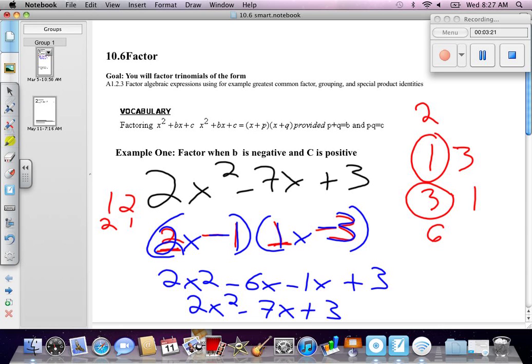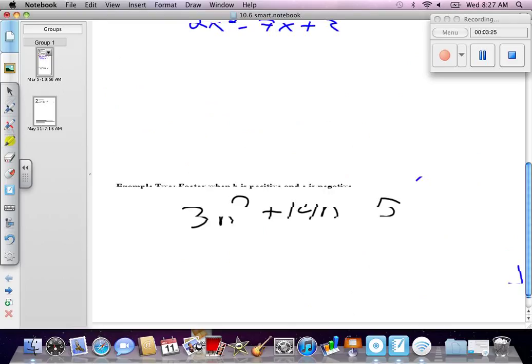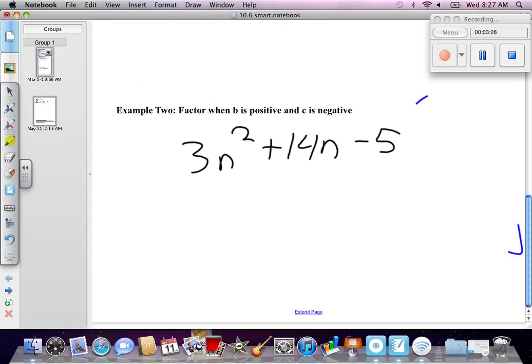Okay, I'm going to move on to example 2. We've got 3n squared plus 14n minus 5. Okay? What is my first step whenever I'm factoring? We're going to make what? Parentheses. Good. We're going to put n's for them, but now we're going to do our guess and check. What numbers go there? What signs? What numbers at the ends?